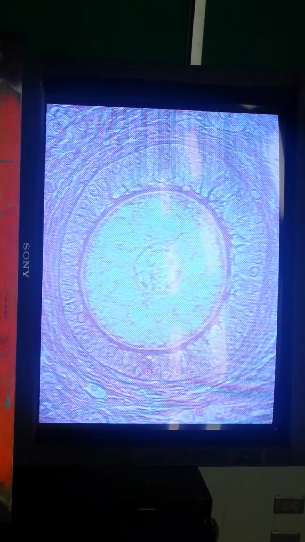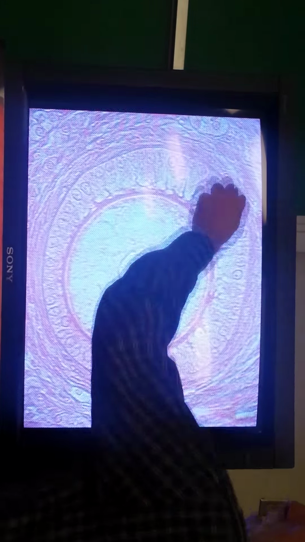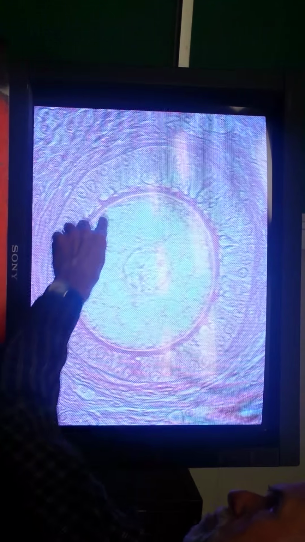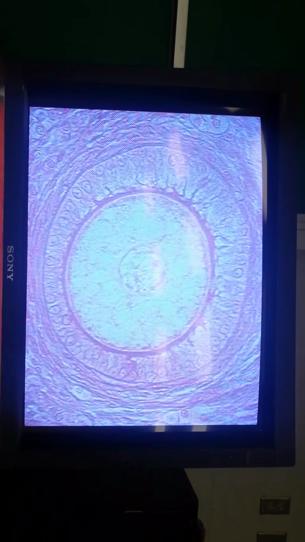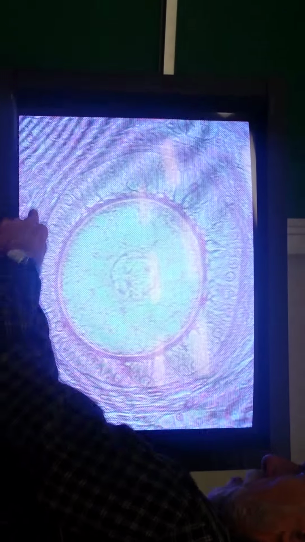Notice the primary oocyte has gotten much larger, and we've got cuboidal follicular cells now rather than squamous. What is this called? That's the zona pellucida, a glycoprotein layer around it. It's starting to get a theca here. This is a theca folliculi. What hormone is this secreting? Estrogens. Estrogens are coming from this primary follicle.